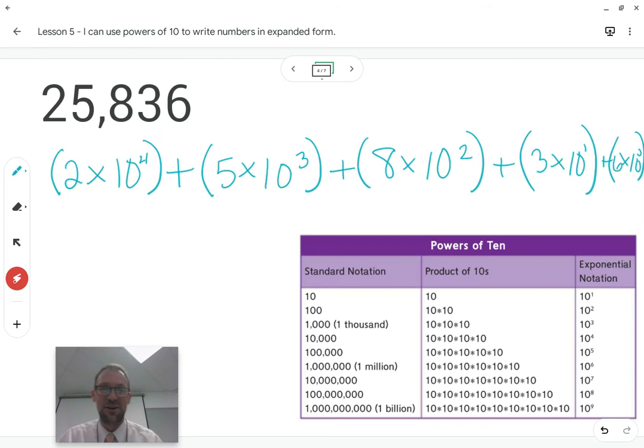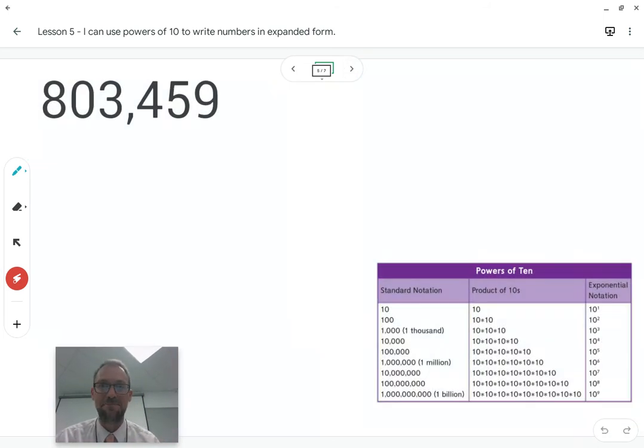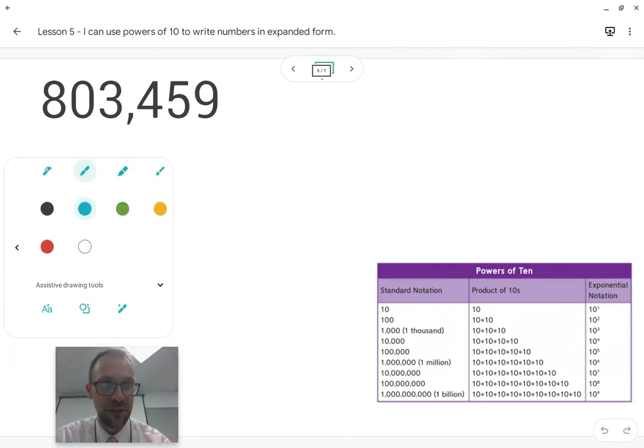Okay, so let's try another one. All right, I'll meet you back on the other side of this number, 803,459. Write this number in expanded form using powers of 10 in exponential notation. Go. Welcome back. All right, let's do this up. I'm going to write smaller this time, and I'm going to use red.